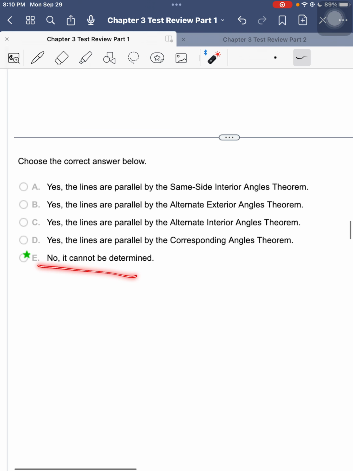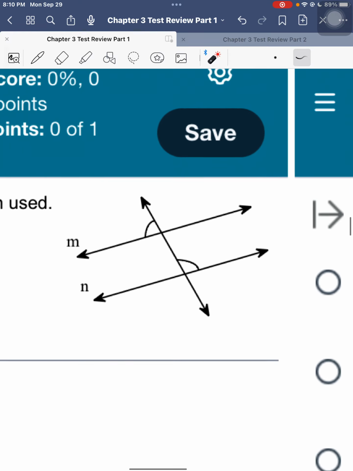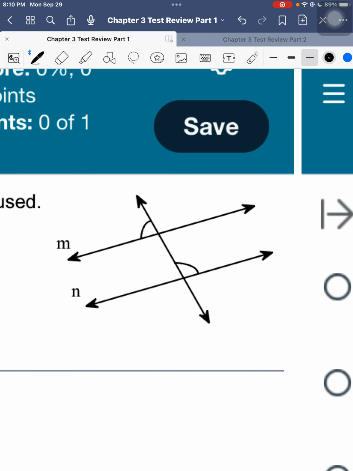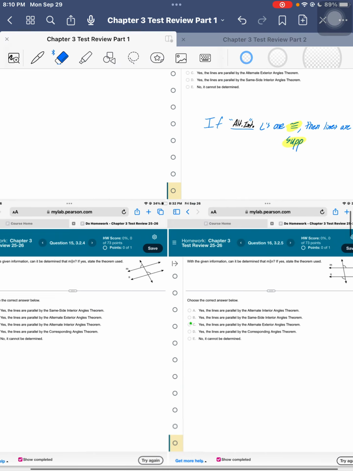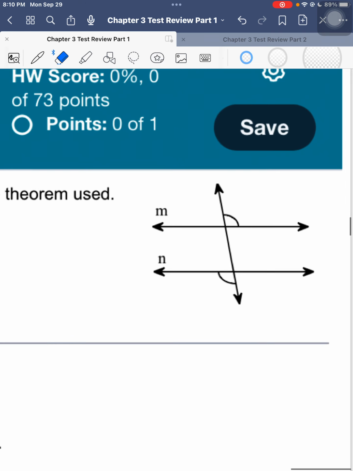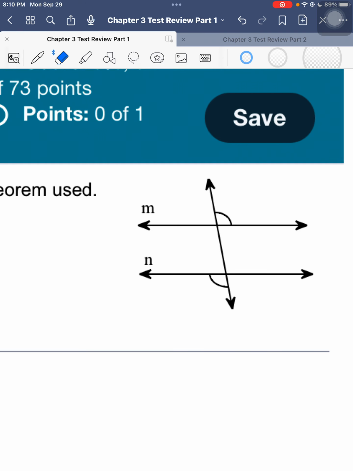Once again, let's look at these. Is there any relationship between these two? No way. So the answer is no, it cannot be determined. What can't be determined? It cannot be determined if these two lines are indeed parallel. These two angles tell you absolutely nothing about if these two lines are going to be parallel, so you would put no, cannot determine.